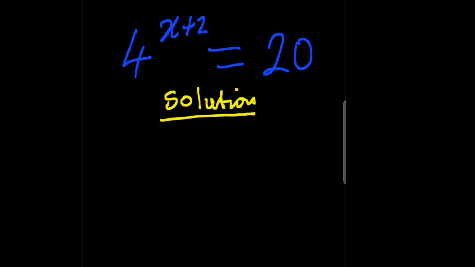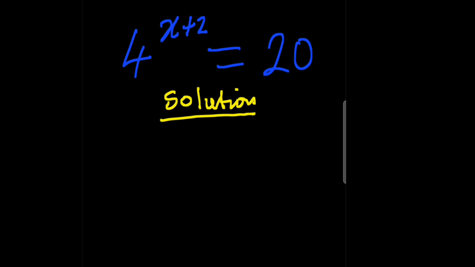We're going to solve for the value of x from this beautiful Olympiad exponential equation. We're given that 4 raised to the power of x plus 2 is equal to 20. Now, if you observe both the left and the right hand side of this equation, we notice that the base in the left hand side is 4, while in the right hand side we have 20. So there is no way we can balance this base.